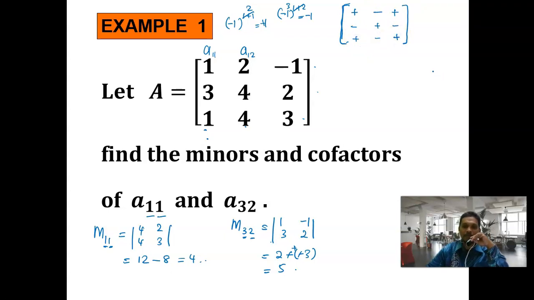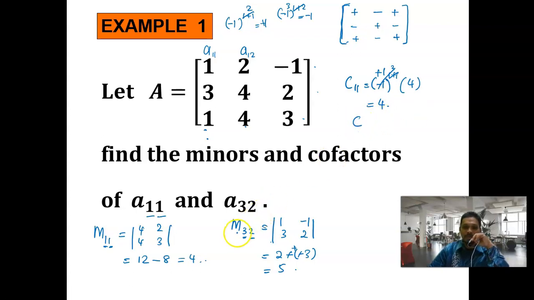So to find the cofactor of C11, which is negative 1 to the power of 1 plus 1. I showed you just now: negative 1 to the power of 2, which is negative 1 squared, equal to positive 1. And the minor here is 4. So 1 multiplied with 4 equals 4.